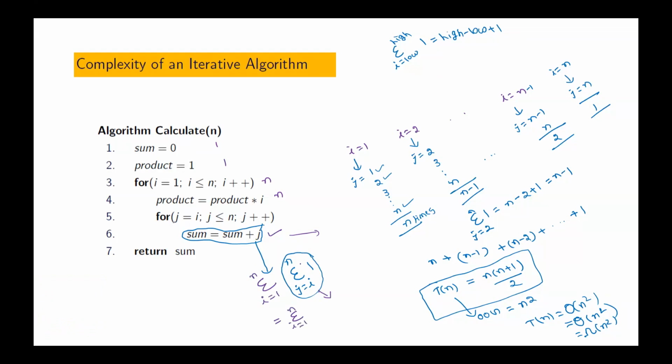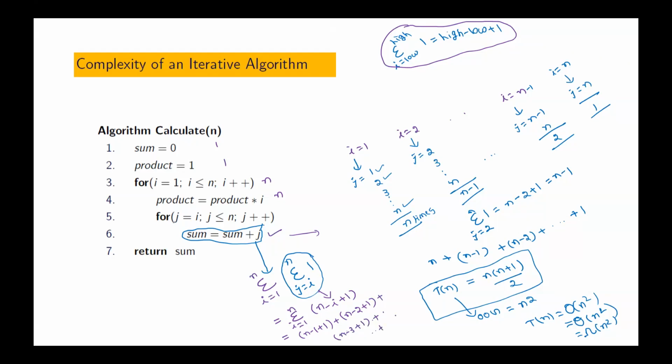What is this value? Please remember this. It is n minus i plus 1. Is that correct? Okay. Now there are different ways of simplifying this. One simple way: I equal to 1, if I substitute, what is the value I get here? n minus 1 plus 1. I equal to 2, n minus 2 plus 1. And I equal to 3, n minus 3 plus 1, and so on.